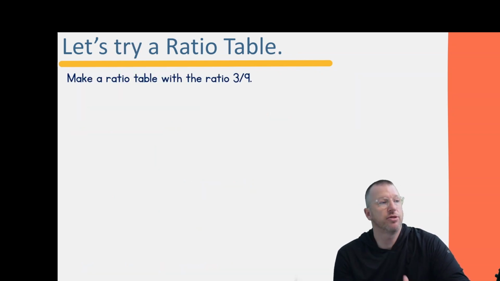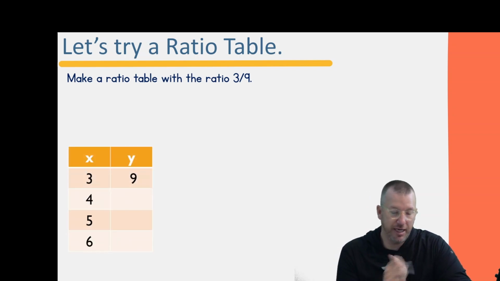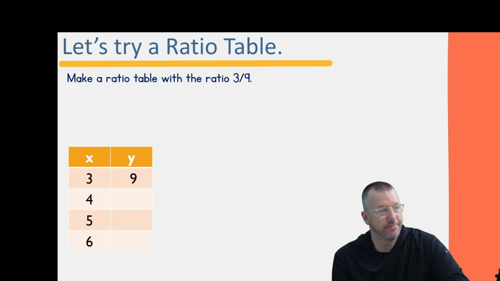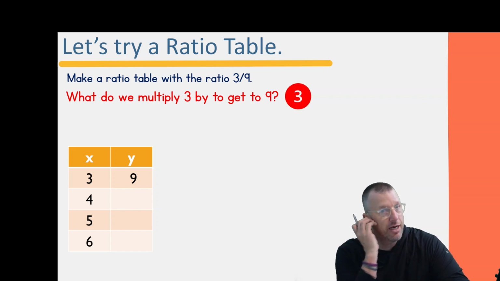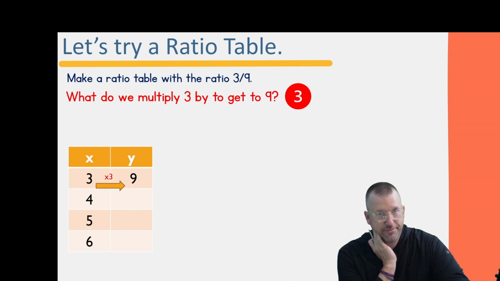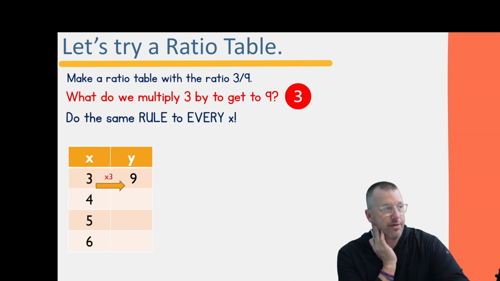Let's try another one. Make a ratio table with a ratio of 3 to 9. So now we're going to make one. So here's our table. And I put 3 on one side, 9 on the other. Okay? So what do we multiply 3 by to get to 9? That's correct. We multiplied it by 3. So what do we have to do? We have to multiply them all by 3. Okay? By the same value.